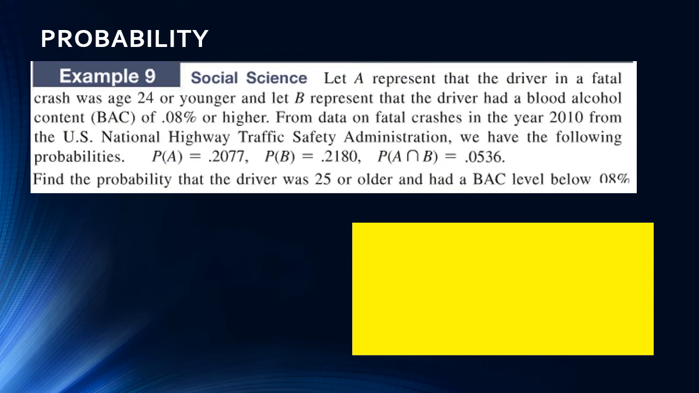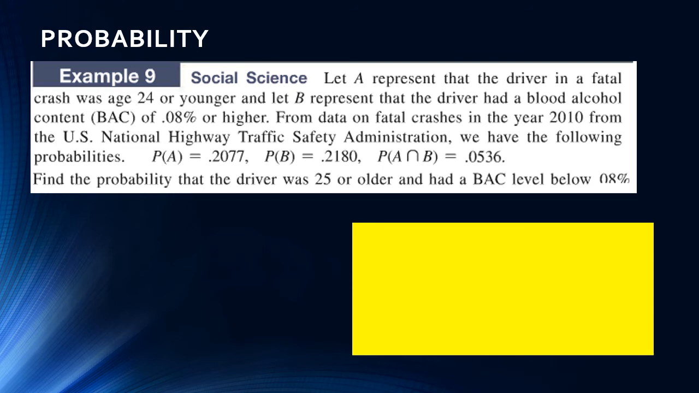All right, let's look at something that gets a little more complicated, and we're going to use a Venn diagram for this. Let A represent that the driver in a fatal crash was 24 or younger. So already it's getting a little confusing, 24 or younger, so that's less than or equal to 24. And let B represent that the driver had a blood alcohol content of 0.08% or higher. From data on fatal crashes in the year 2010, from the U.S. National Highway Traffic Safety Administration, we have the following probabilities.